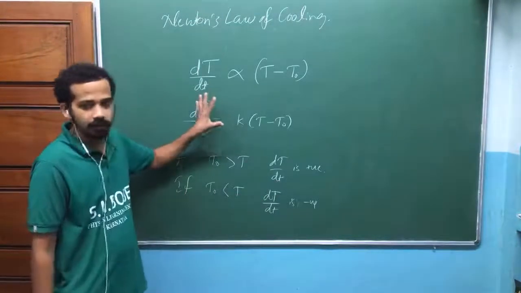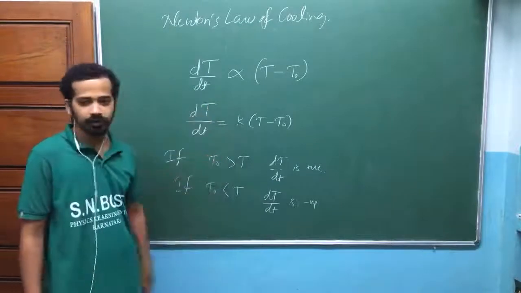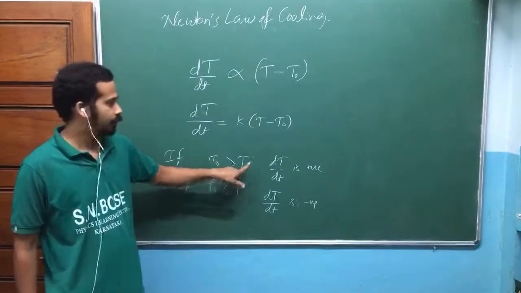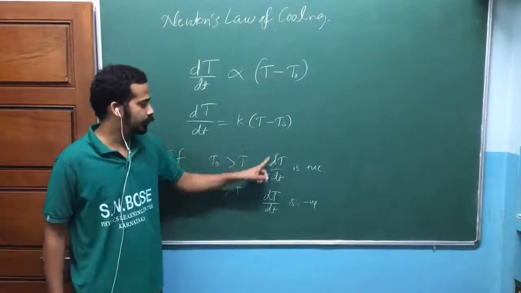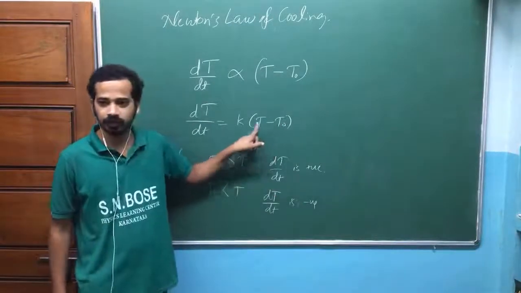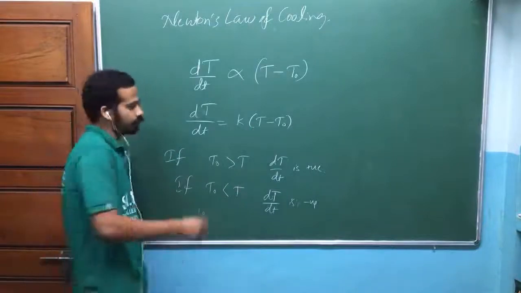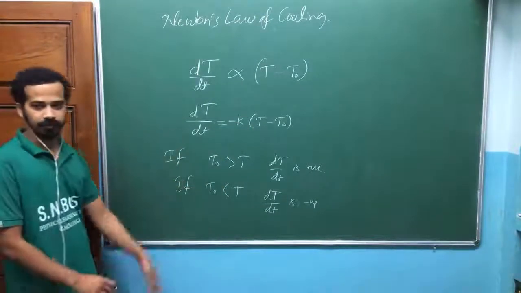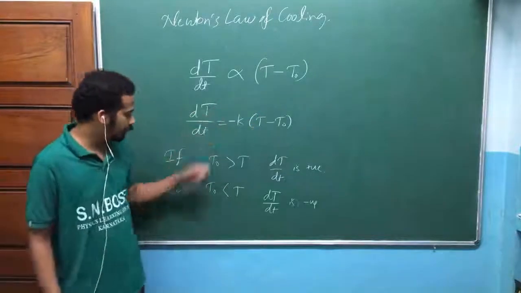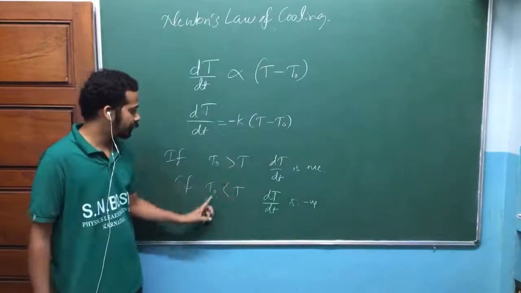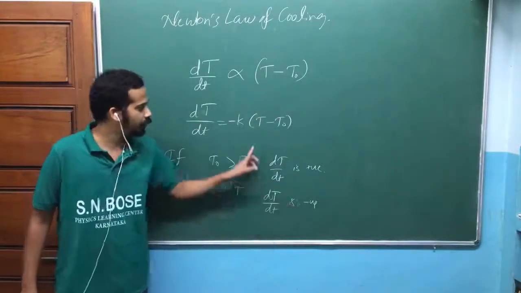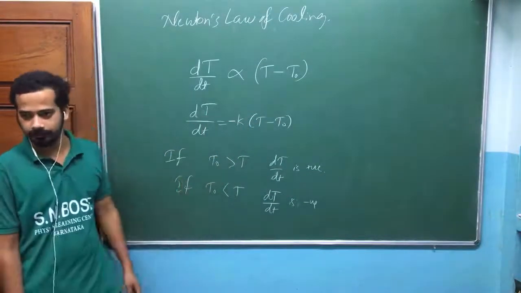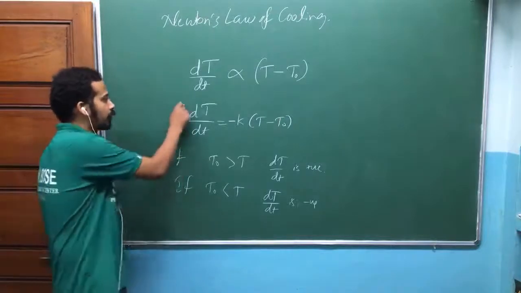Now look back at this equation and check whether it satisfies these two conditions. If T naught is greater than T, this should be positive. Is that positive? No. There should be one more negative sign. This is the correct equation. Now check whether this equation satisfies the other condition. If T naught is less than T, dT by dt is negative. Yes, if T naught is less than T, T minus T naught is positive, and this negative sign will take care. This is how you have to model.